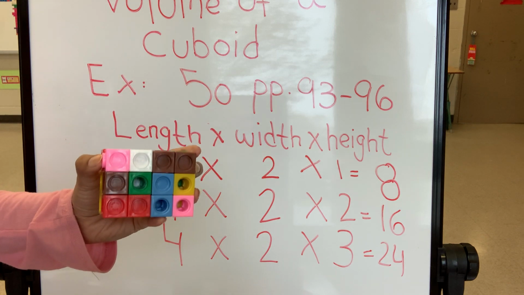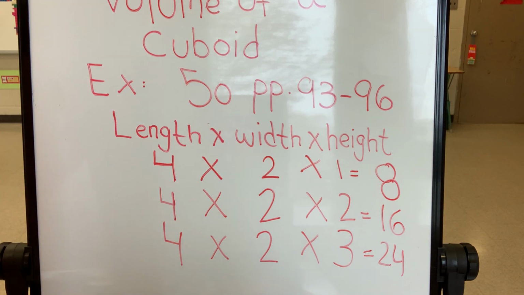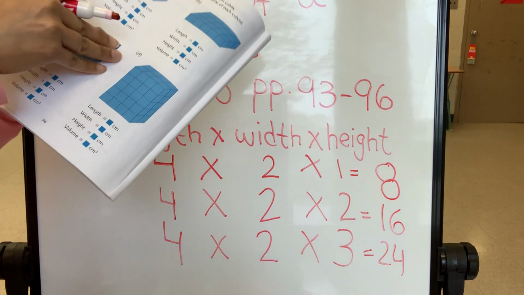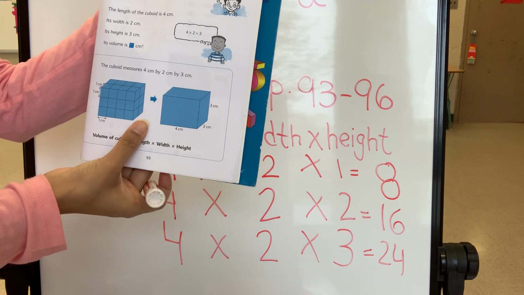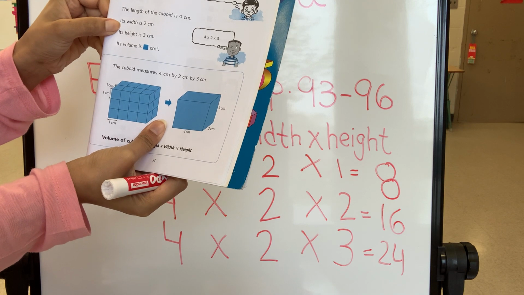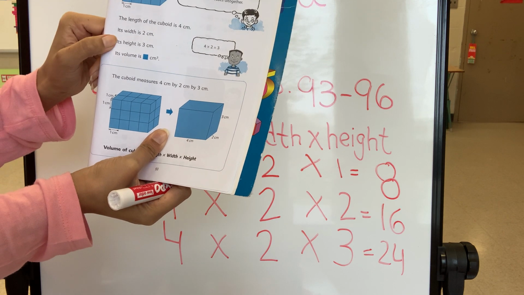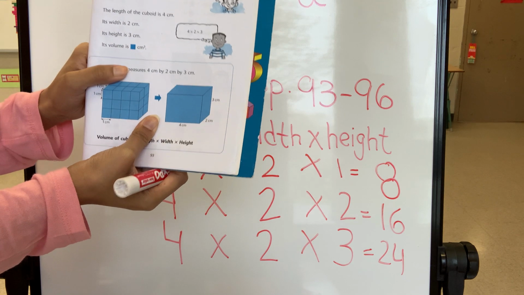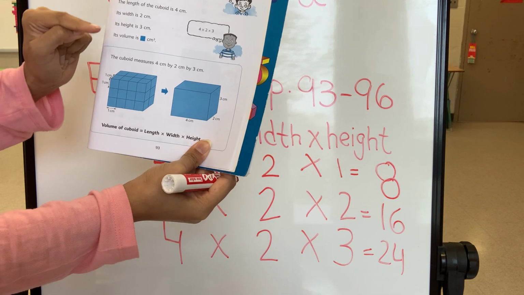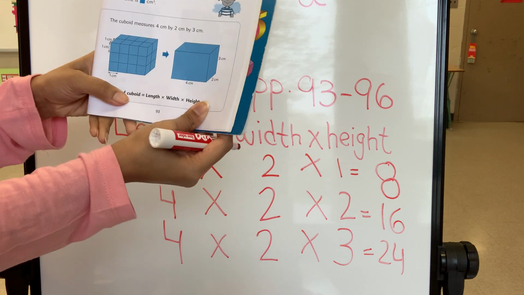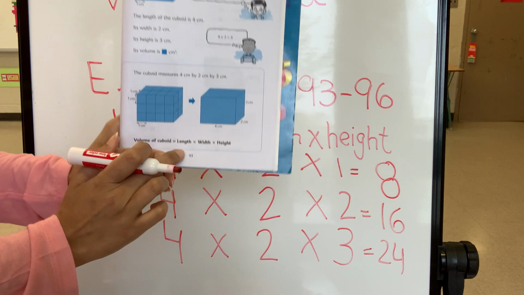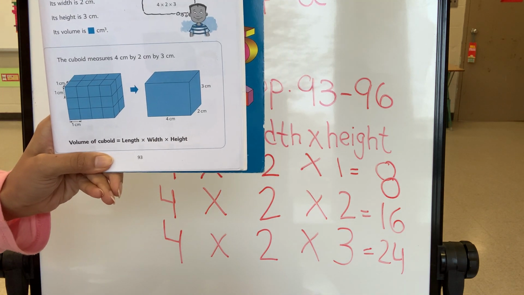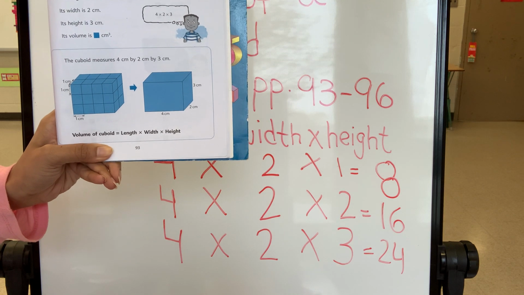Now I want you to open up your textbooks to page 93. It explains just what I explained to you, okay? So it's explaining the length, width, height, and volume, okay? Now, they're showing you volume of a cuboid equals length times width times height. So that's what you need to know for this lesson.